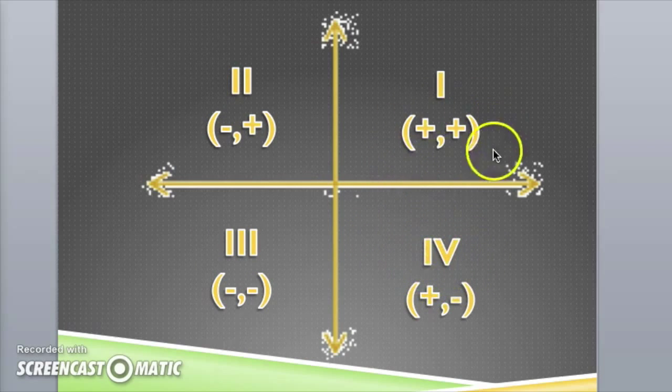In the first quadrant, x is positive, and so is y. In the second one, x is negative and y is positive. In the third one, both are negative, and in the fourth one, x is positive and y is negative.